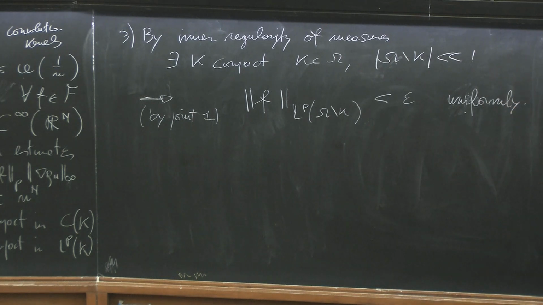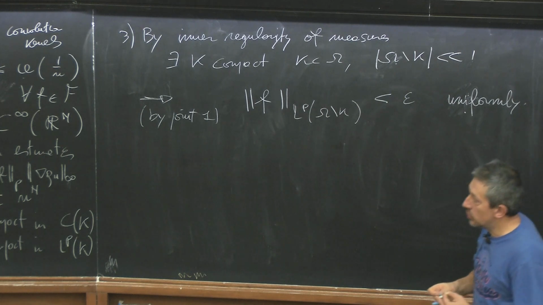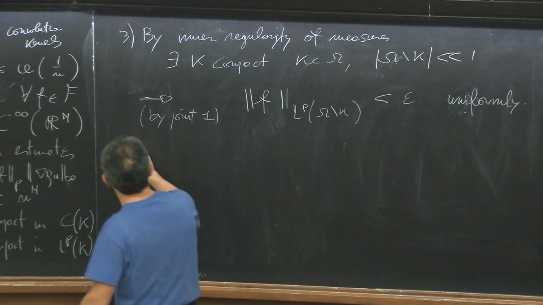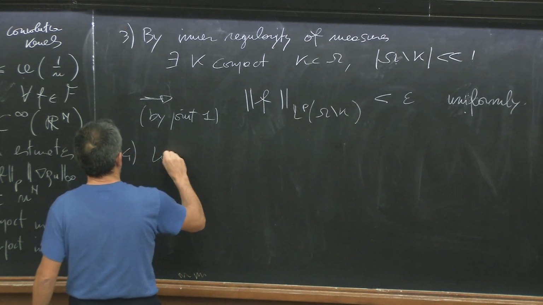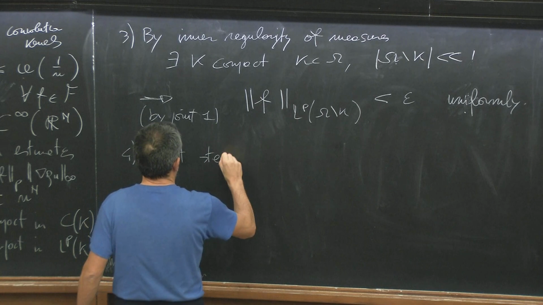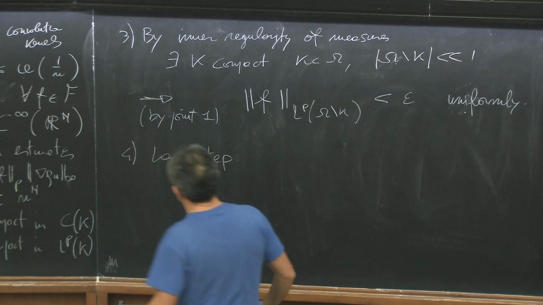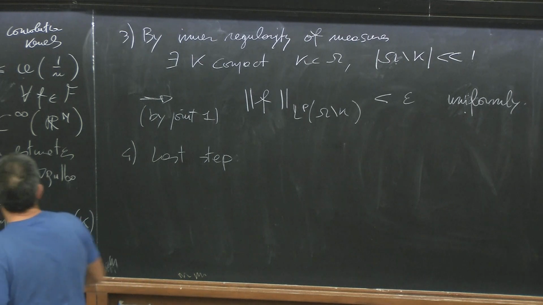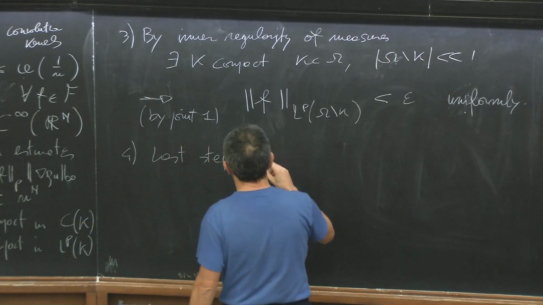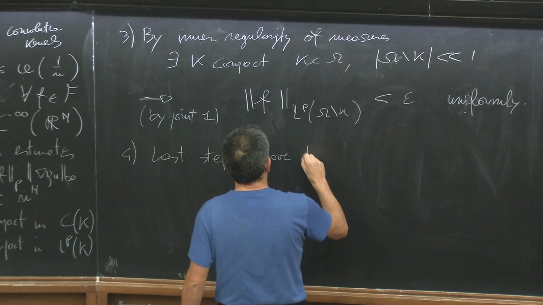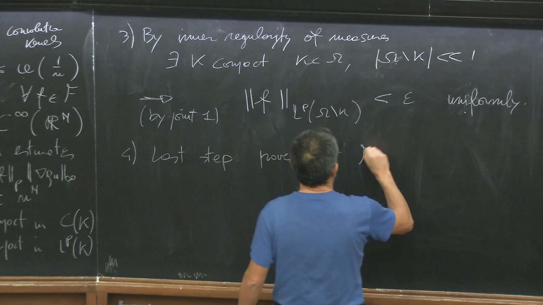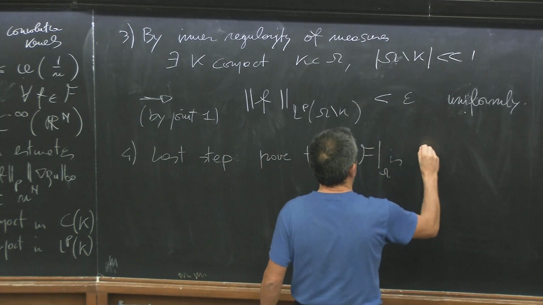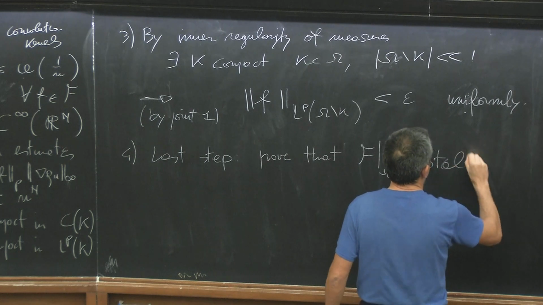Okay. So now the result is done, because it follows. The last step is to prove that F restricted to omega is totally bounded.